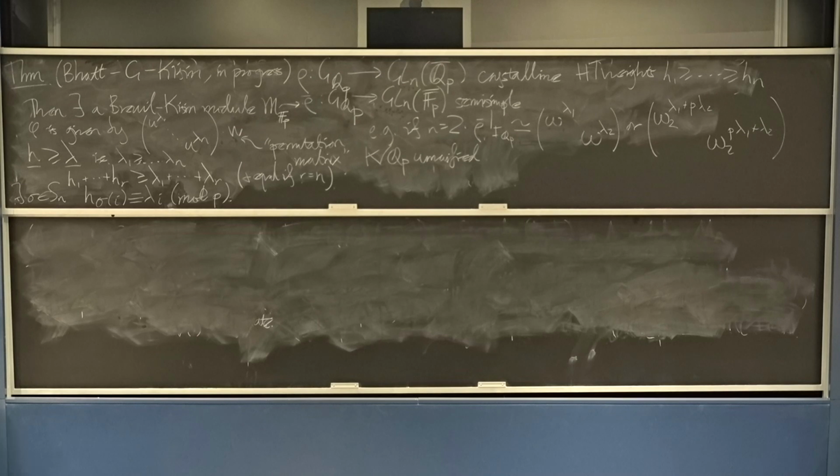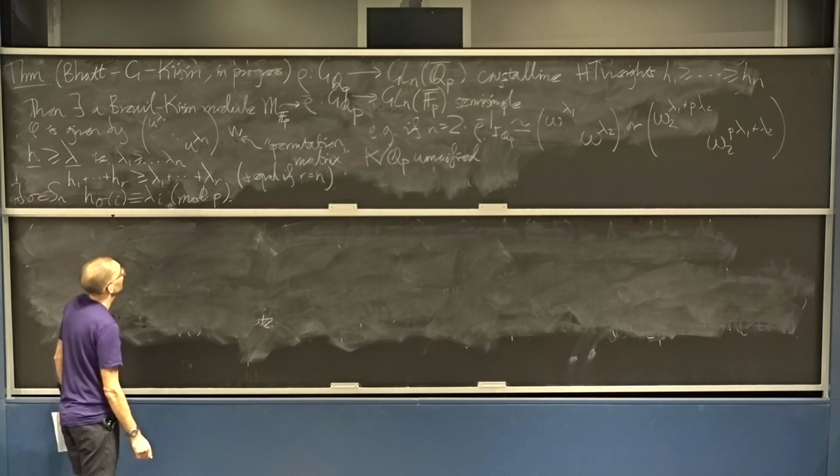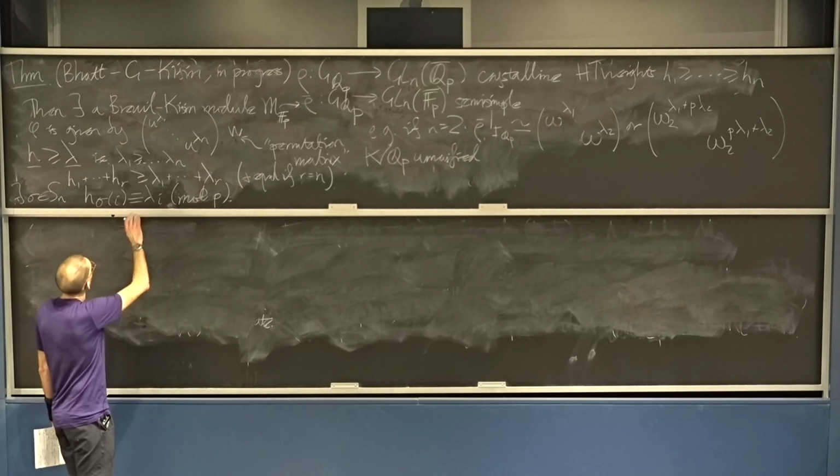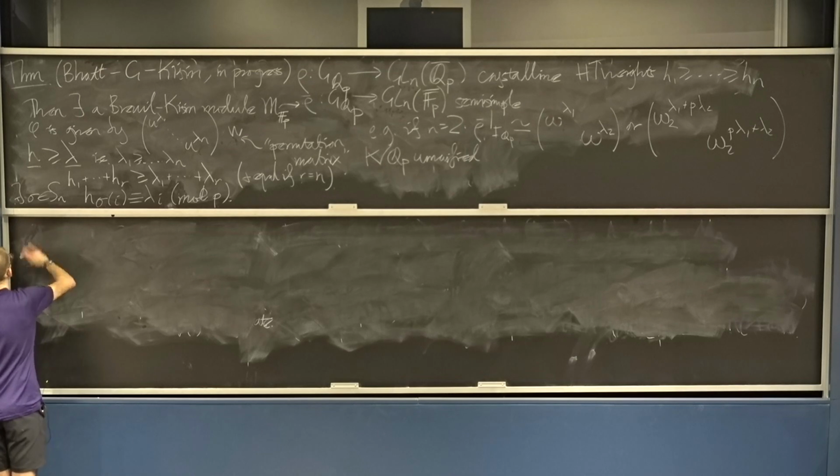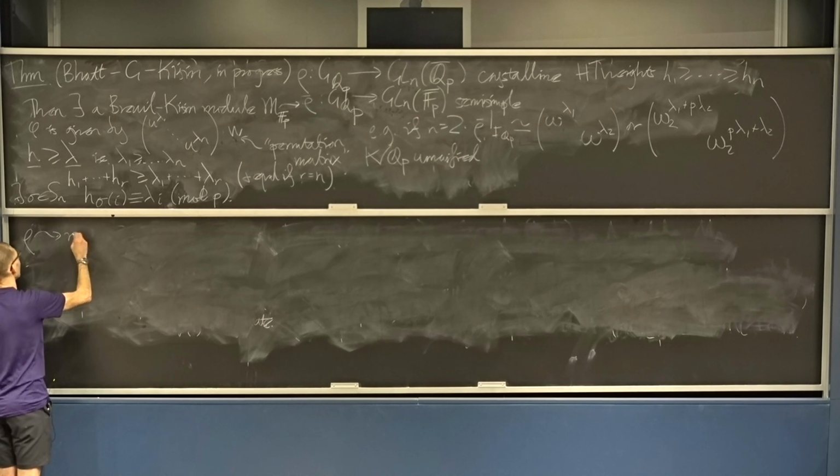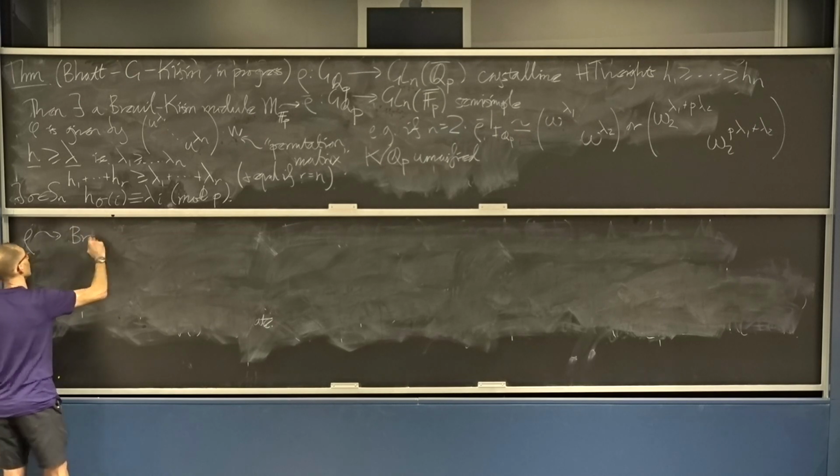There's a very simple statement that underlies this. There's a statement that is the following. So given rho, by this theorem of Bargov and Peters, or maybe even an earlier theorem of Mark Kisin, I get a Breuil-Kisin module.